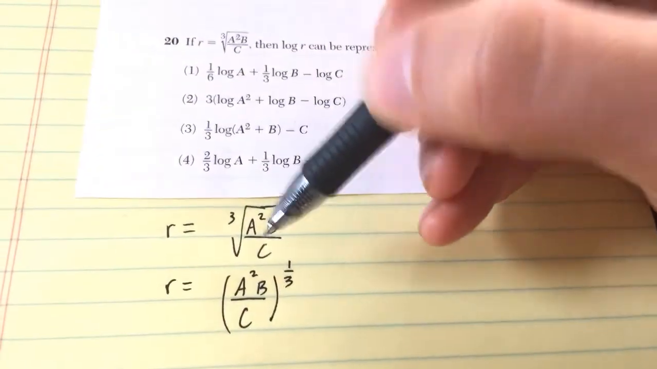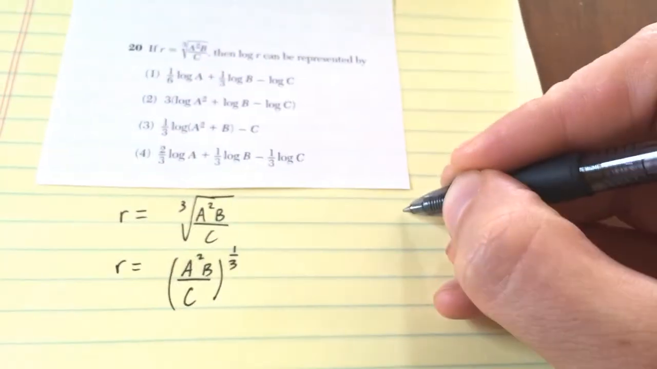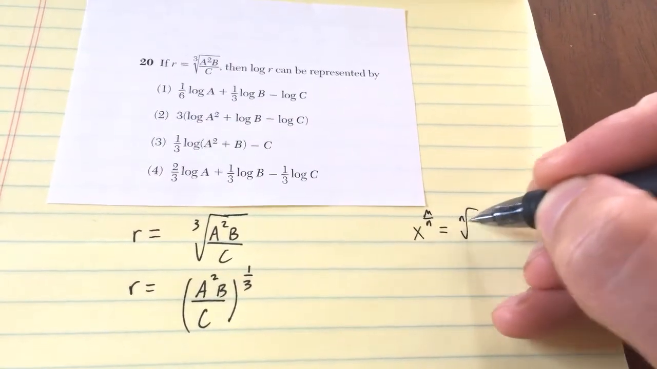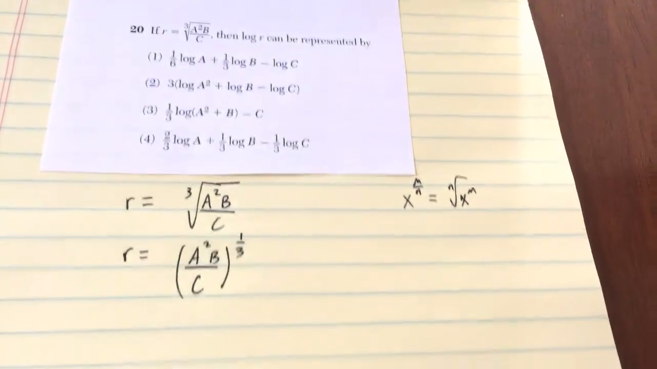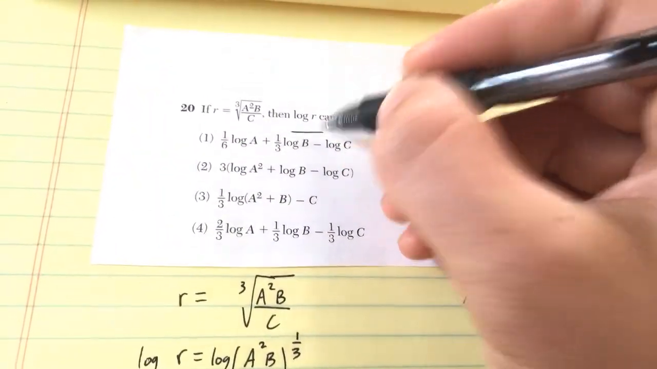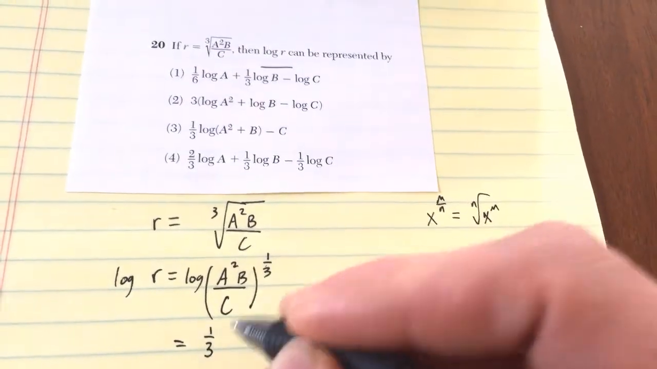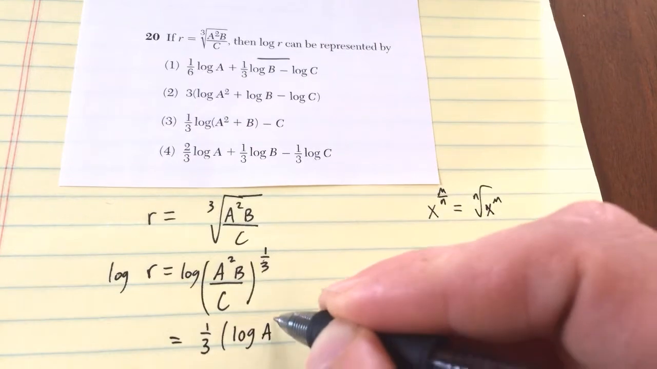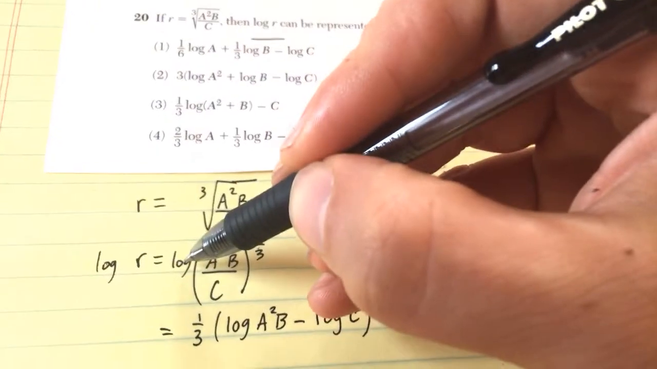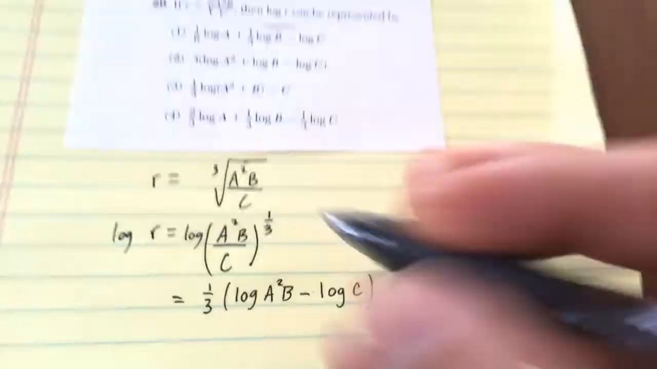In number 20, I rewrote my radical as this expression to the 1/3 power. Remember, our rule of x to the m over n is the same as the nth root of x to the m. So if I log both sides, they're asking you log r is equal to what? Well, log means you're going to put the 1/3 in front. So I am going to log a squared b minus log c. I'm doing that because the log of a quotient is the same as the subtraction of the logs.